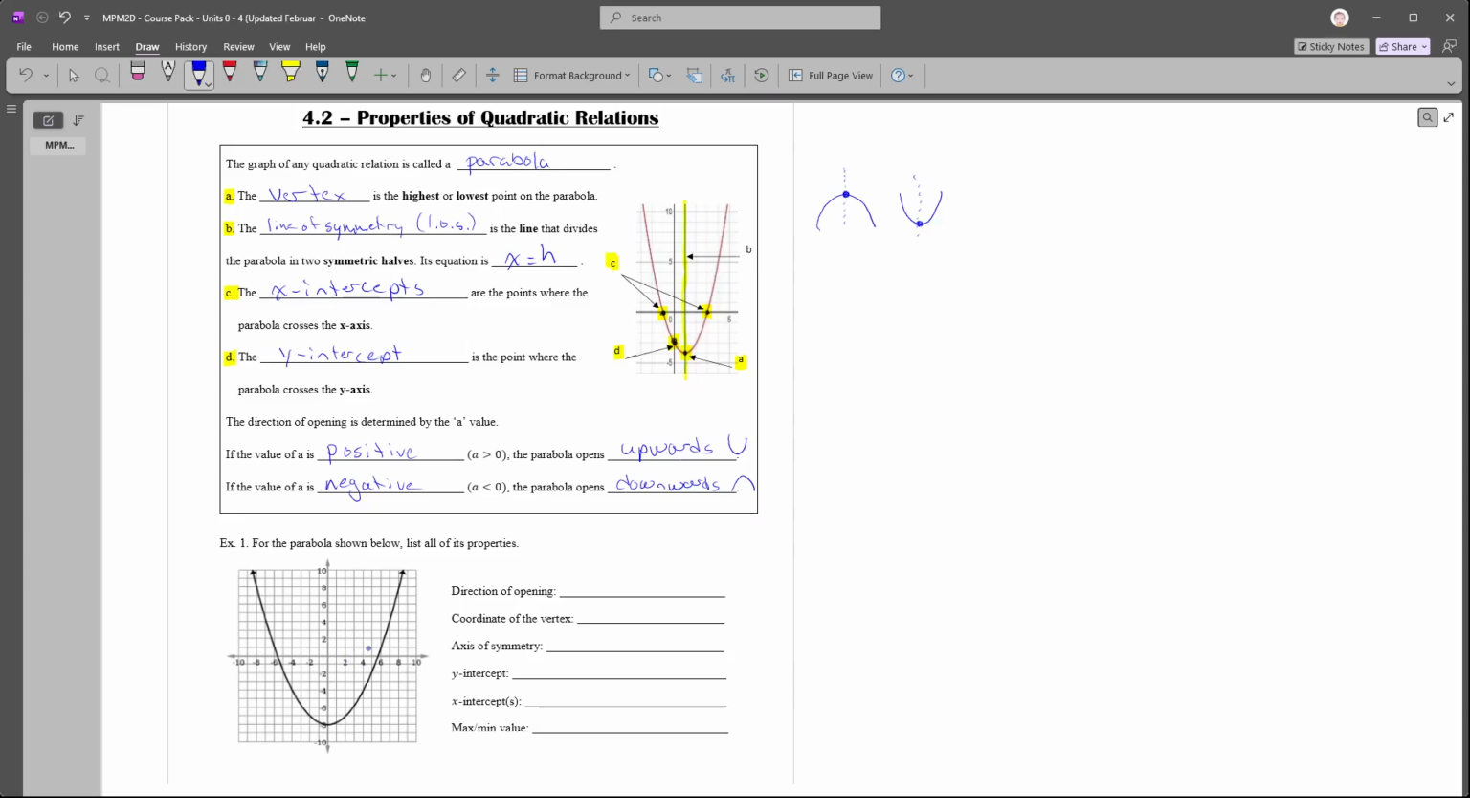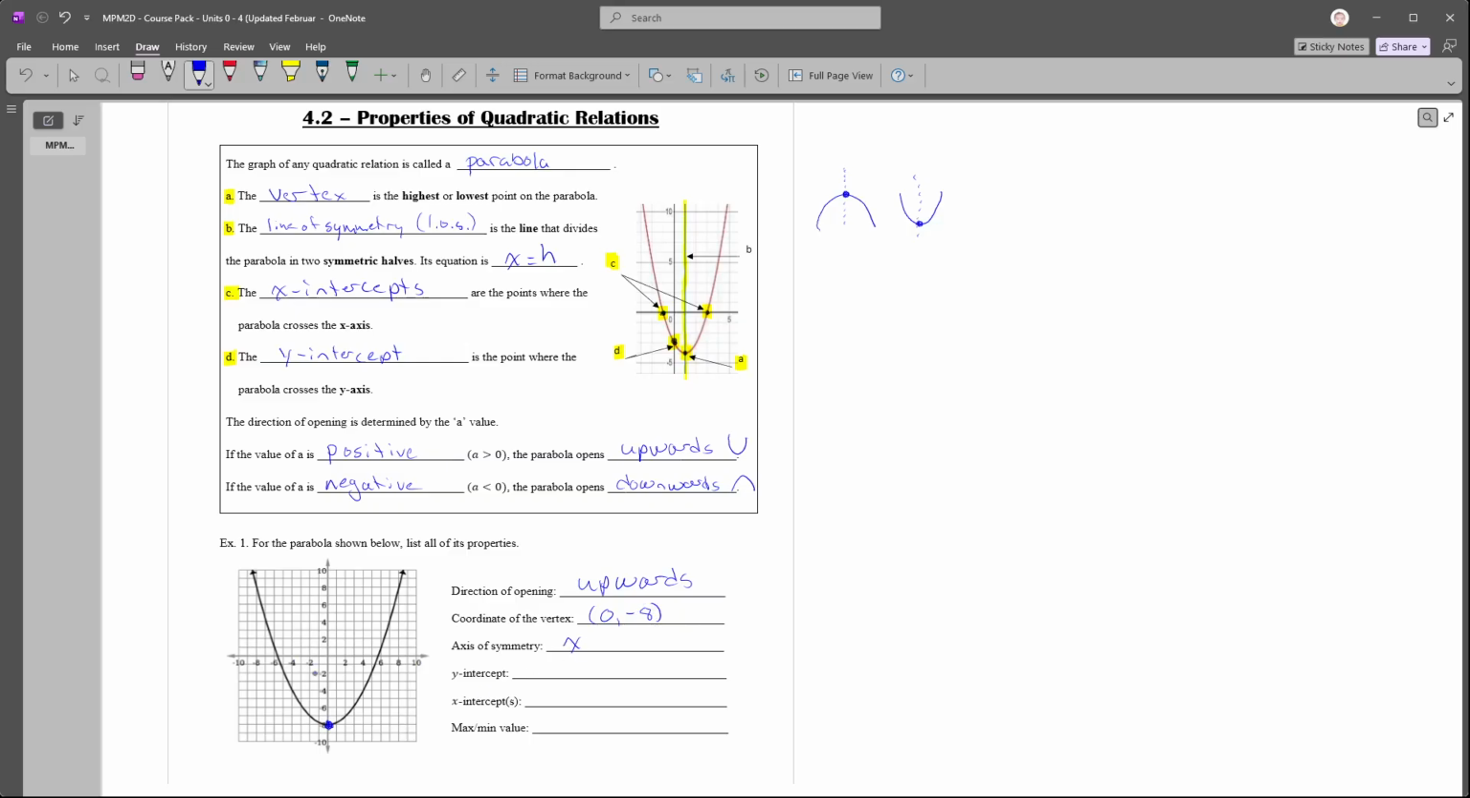Now, if you can't see the axis on the graph here, each line is a value of 1 going in both directions. So first up, we want to know, what is the direction of opening? Well, it opens up. Think of it like a bowl. So it opens upwards. You can write upwards or you can just write up. Either one is fine. What is the coordinate of the vertex? Well, the vertex is sitting right here at the bottom, and it looks to be at (0, -8).